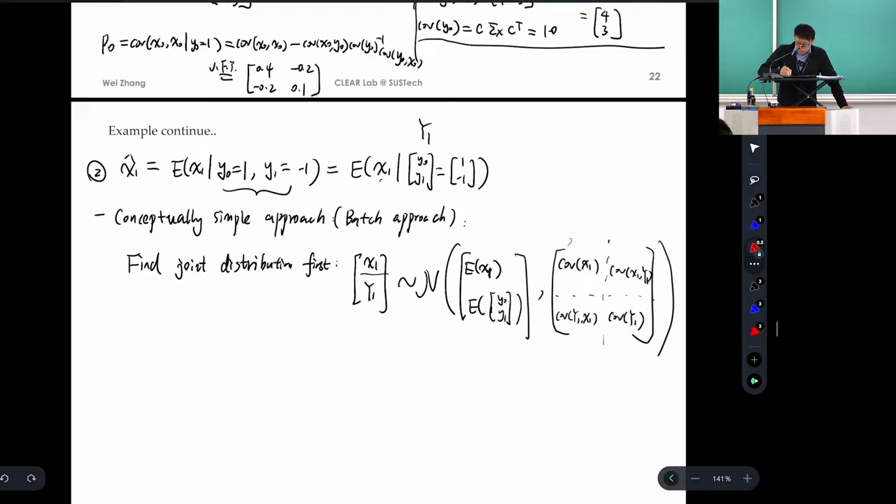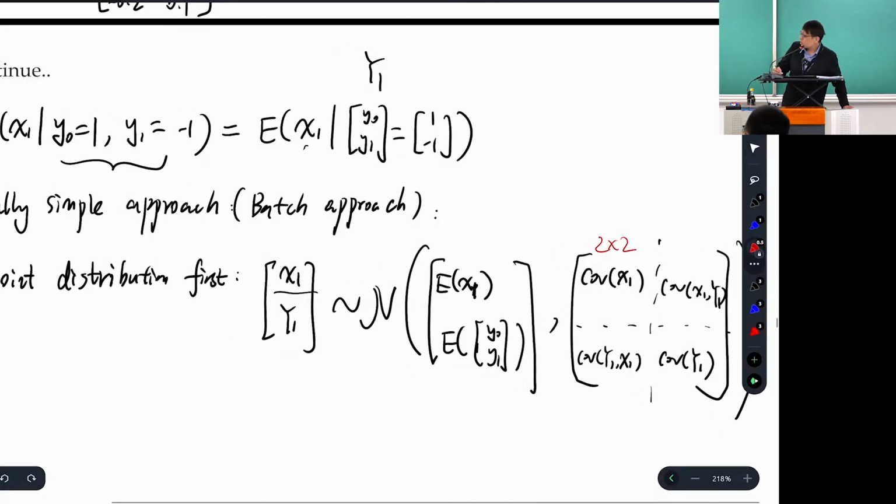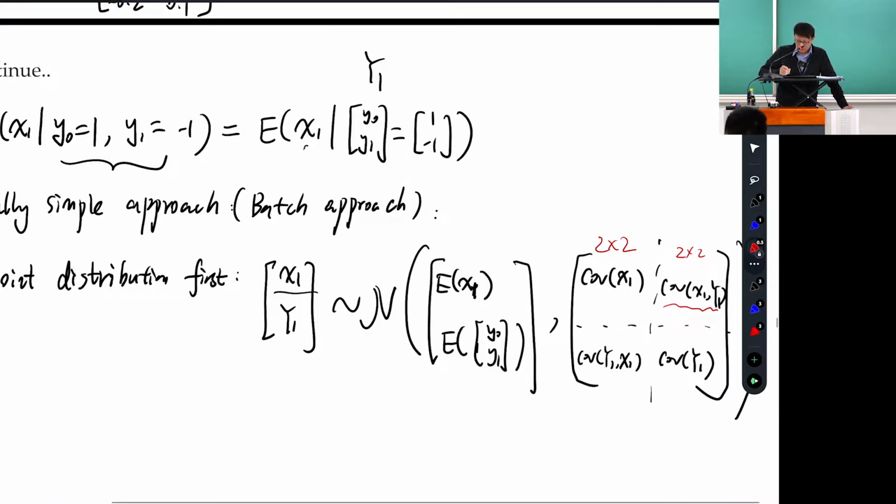So this guy is 2 by 2. Do you understand that? X is a two-dimensional vector, right? This guy is 2 by 2. This guy is 2 by 2 because y1 is also two-dimensional. This guy is 2 by 2, and this guy is 2 by 2 as well.